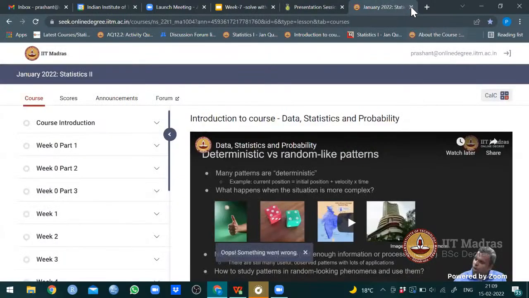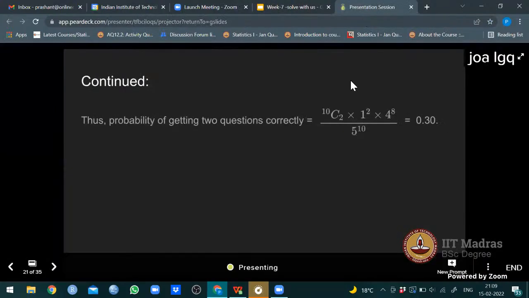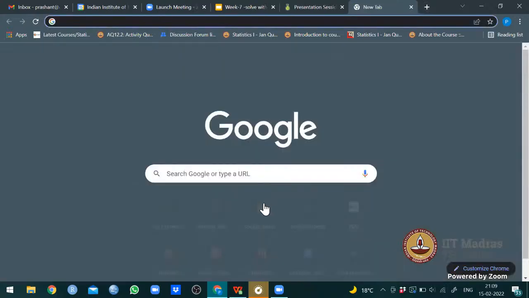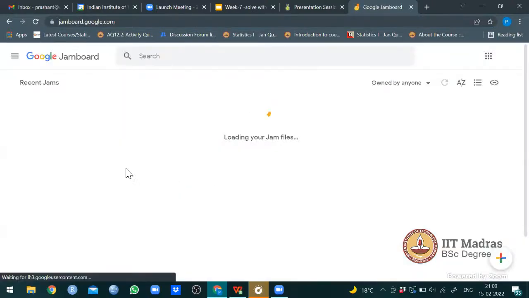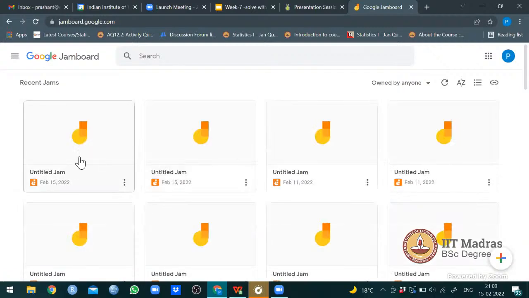Yeah, that is the confusion. Can you please repeat 4 power 8? How is it 4 power 8? See, probability is something. One second.